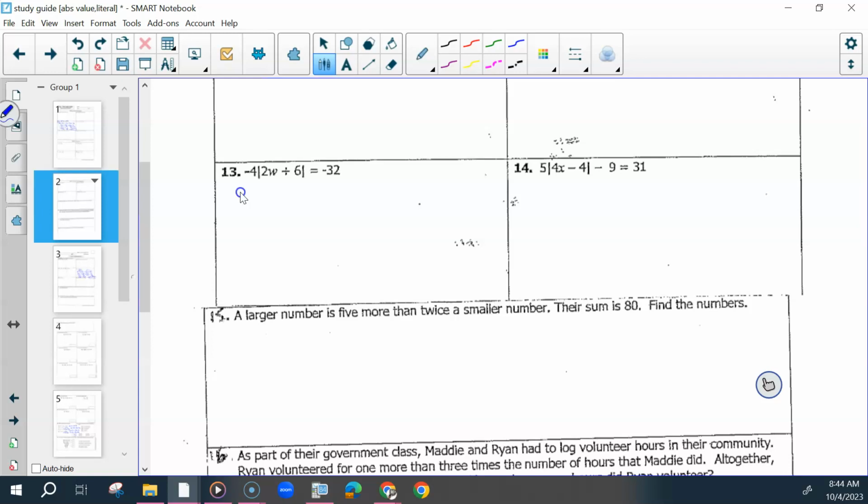You have to isolate first, get rid of the negative 4 by dividing it from both sides. Once it's isolated and it equals a positive number, we can continue. If this were a negative number, it would be no solution. But here we can drop the absolute value, set it equal to a positive and negative version of 8. Remember, if you don't have the other equation, you're missing half of the work, half of the answer. Solve both equations.